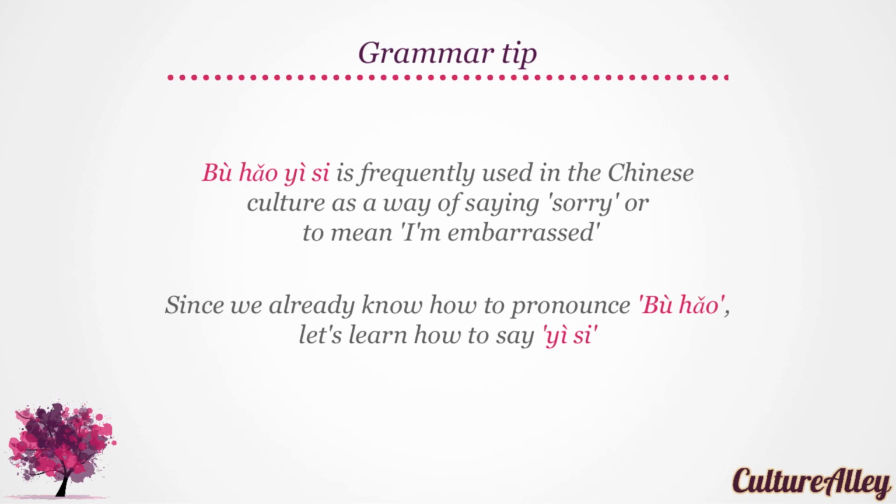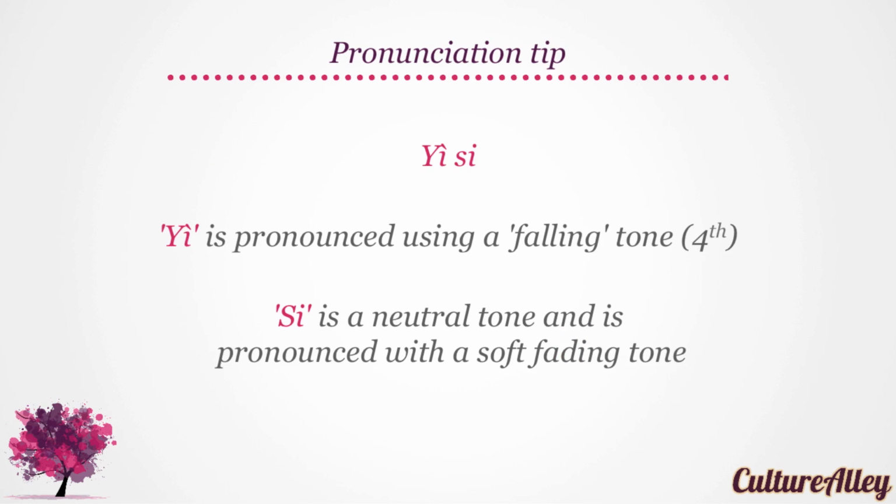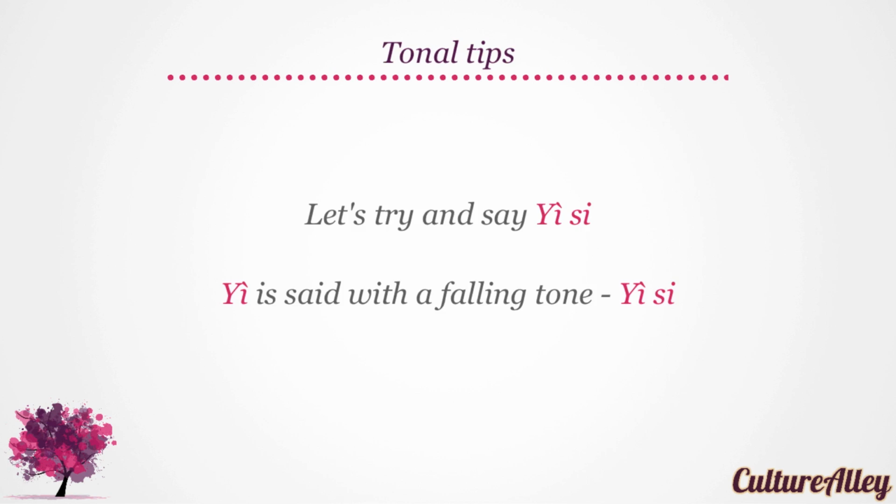不好意思 is frequently used in the Chinese culture as a way of saying sorry or I'm embarrassed. Since we already know how to pronounce 不好, let's learn how to say 意思 and see what it means. 意思 is a two-syllable word where 意 is pronounced using a falling tone and 思 is pronounced using a neutral, soft fading tone. The word meaning translates to 意思.